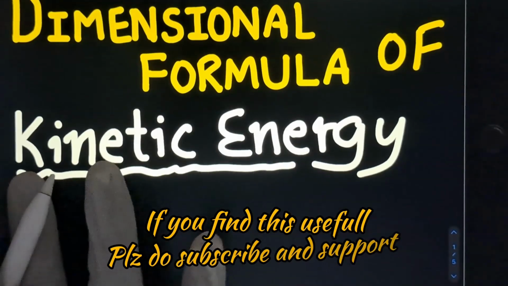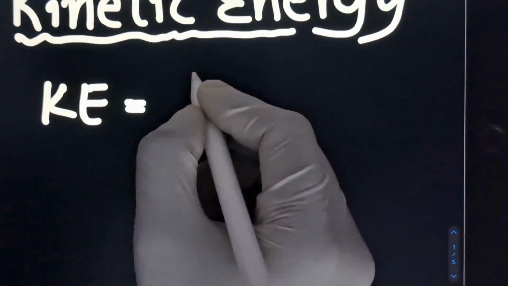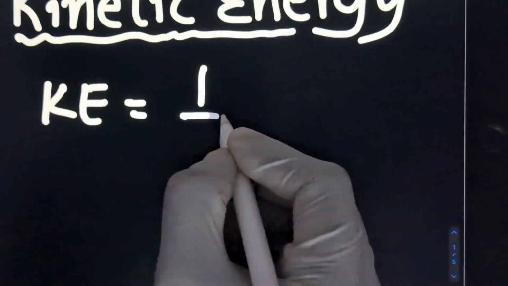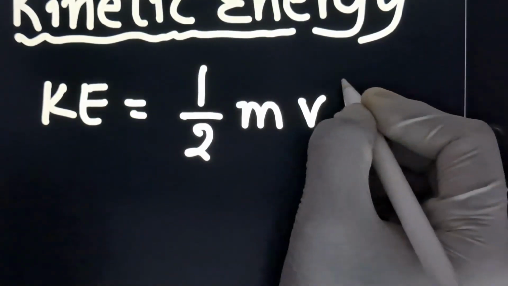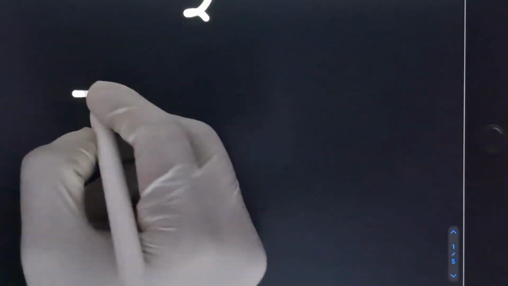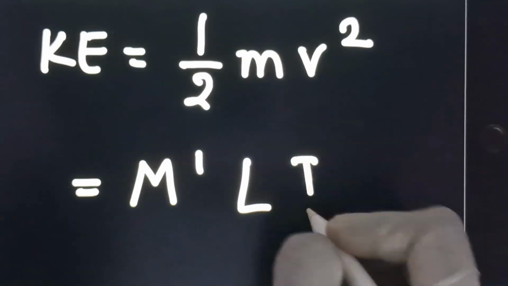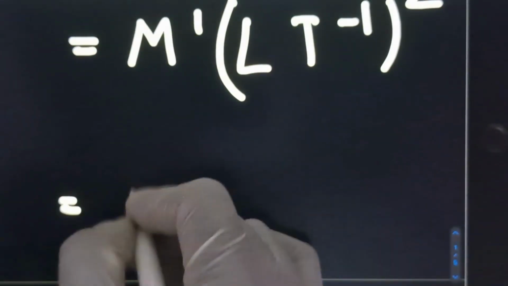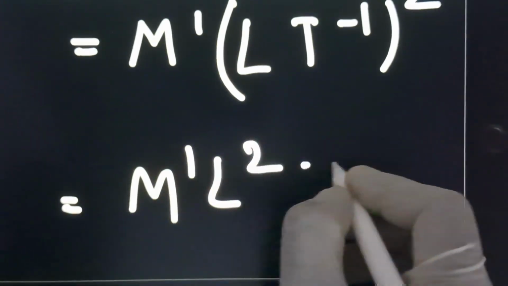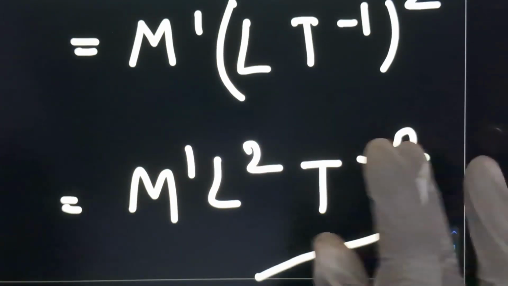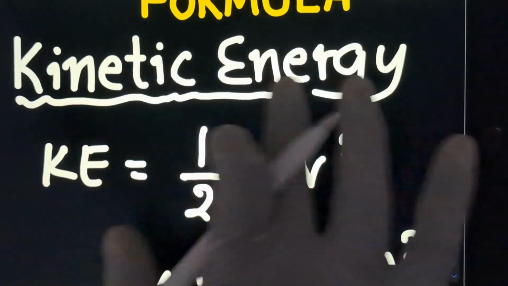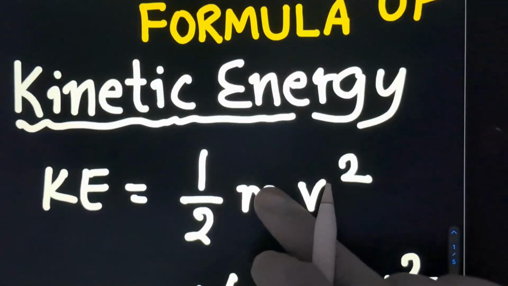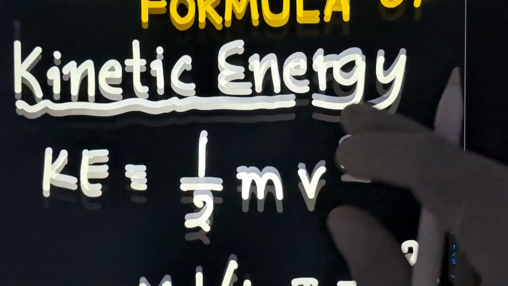To find the dimensional formula of kinetic energy, the kinetic energy formula is half m v squared. Here m is the mass and v represents the velocity. So let's see here, M^1 for mass and velocity L T^-1, whole squared. So we get M^1 L^2 T^-2 as the answer. So the kinetic energy dimensional formula is M^1 L^2 T^-2.